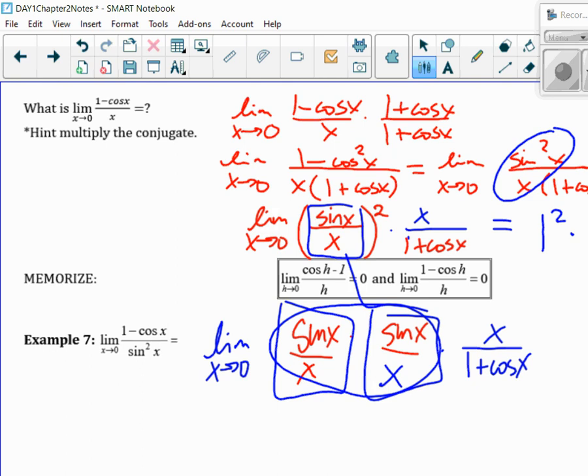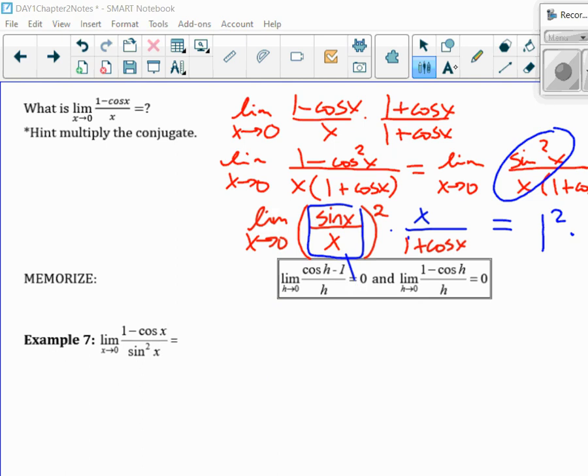Sorry, what is it? Cos of 0 is 1. So 1 plus 1 is 2. And so then what do I get there? 1 squared times 0 divided by 2. It's 0. Oh, yeah. So that leads me to this setup is equal to 0.